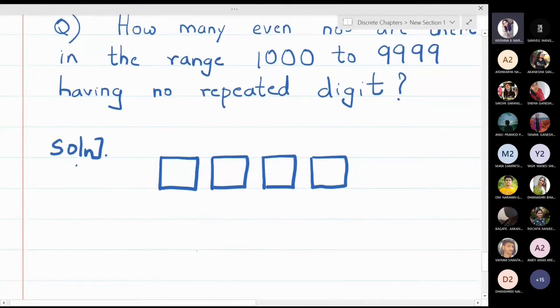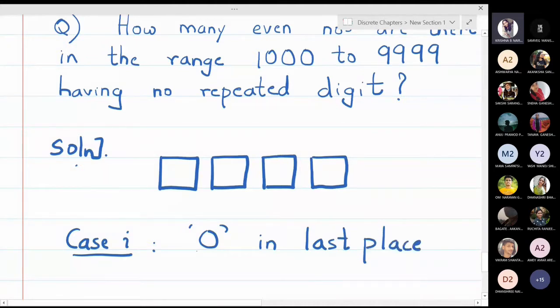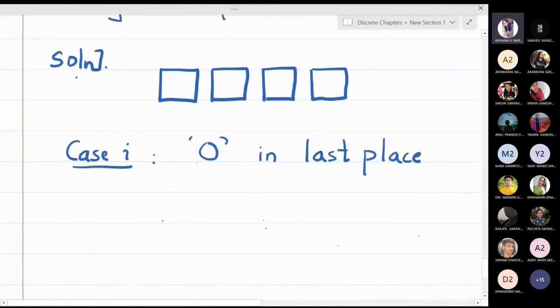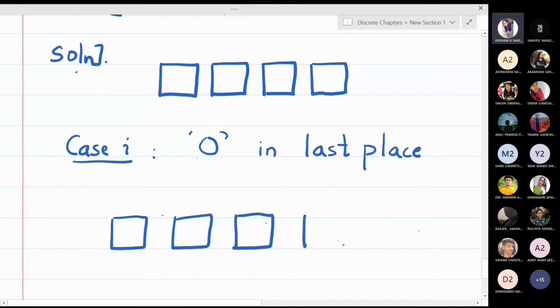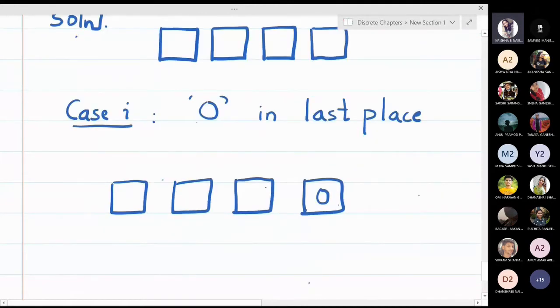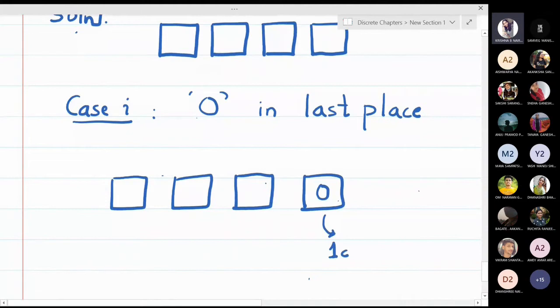Okay, so here we want to find all the even numbers. For even numbers we make two cases. In the first case we will take zero in the last place, and in the second case we will take 2, 4, 6, 8 in the last place, I mean the units place. So in the first case, the last digit I'm going to fix to be zero. So there is only one way to do this, the number of choices is only one.